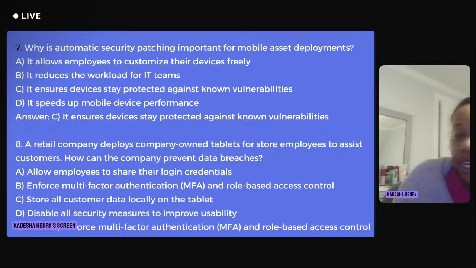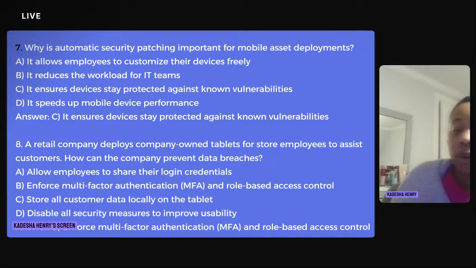Next question: a retail company deploys a company-owned tablet for store employees to assist customers. How can the company prevent data breach? So they give you the company-owned tablet that you may assist, and sometimes when you go to places like any phone company, AT&T and all these companies, you see they have the company's devices that they're using to assist the customers, right? So how can the company prevent data breach from this?